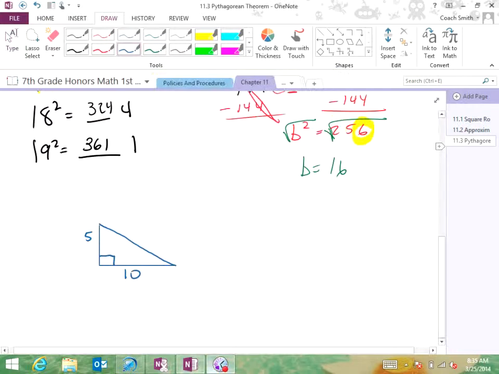Okay, so what are we missing in this picture? A, B, or C? C, as in cat. We're missing C. So that means either one of these is A and B. Okay? So that means 5 squared plus 10 squared equals C squared.